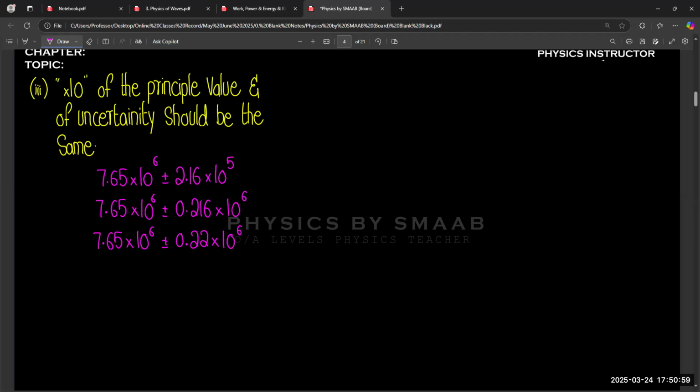So these are three options. From these three options, which option shows the correct way to write the uncertainty with the principal value? Option one, two, three, or any two of them, or maybe all three of the options are wrong. None of them shows the correct way to write the uncertainty value with the true value.